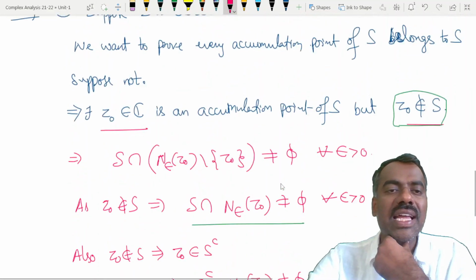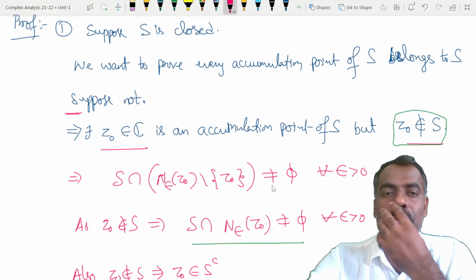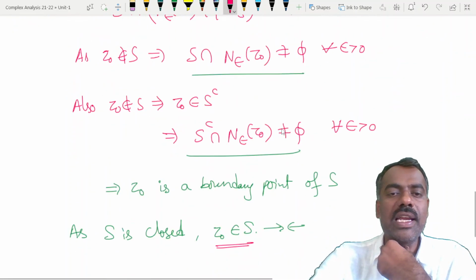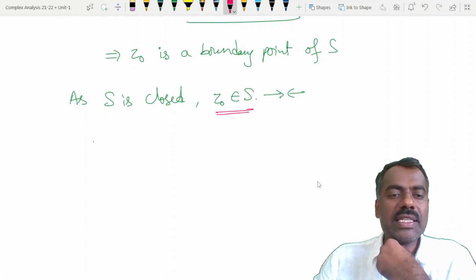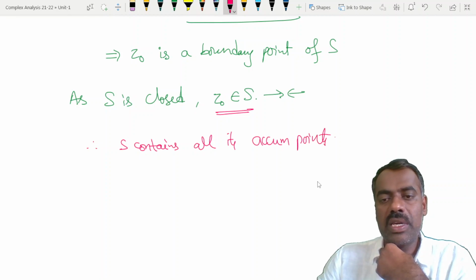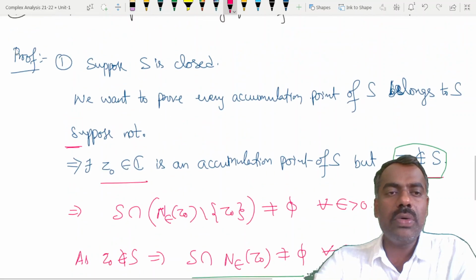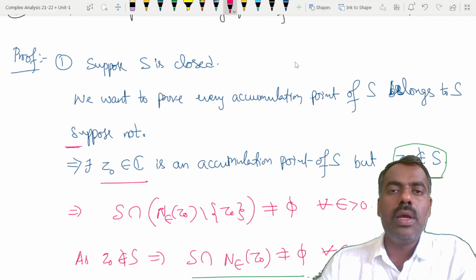So this contradiction arose because we have assumed the supposition. Suppose whatever we want to prove is not true, we are getting a contradiction. That means it has to be true. Is that clear? So therefore, S contains all its accumulation points. I have just written it in shortcut form. Is one way clear?